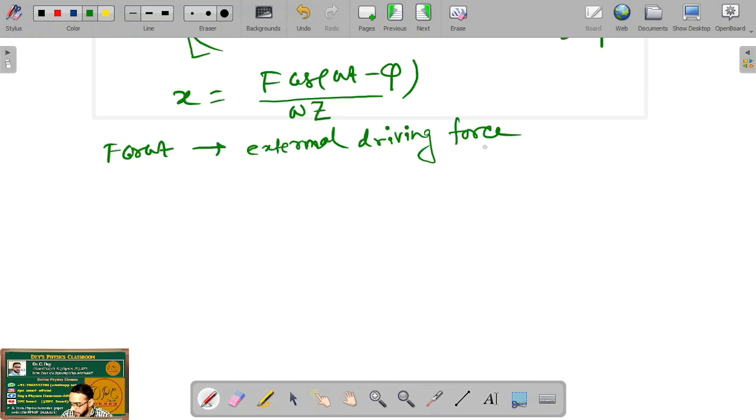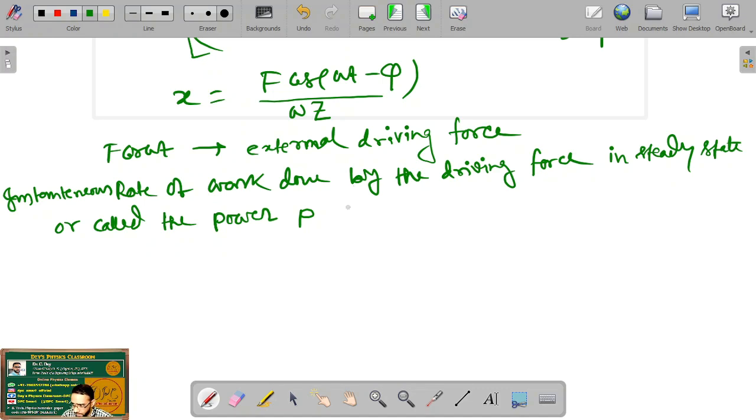Suppose F cos ωt is the external periodic driving force acting on the oscillatory system in case of forced vibration. Then the instantaneous rate of work done by the driving force in steady state, which is called the power, is given by P equals external driving force F cos ωt into instantaneous velocity, that is dx/dt. So this is the expression for x.